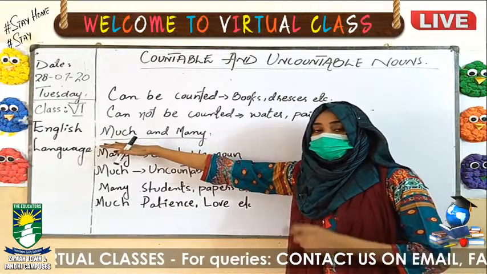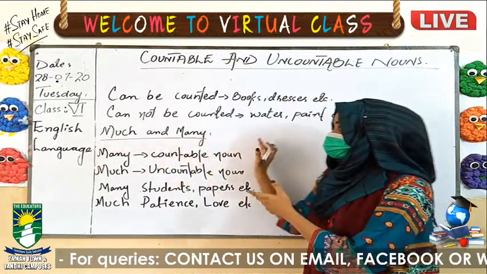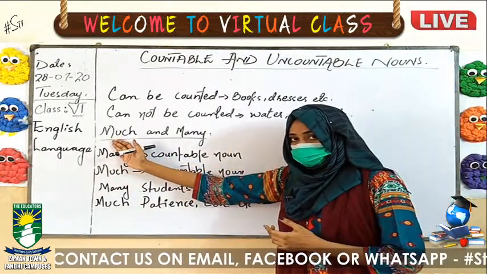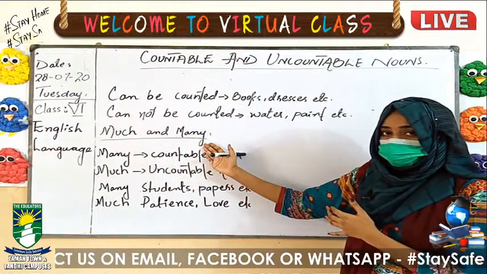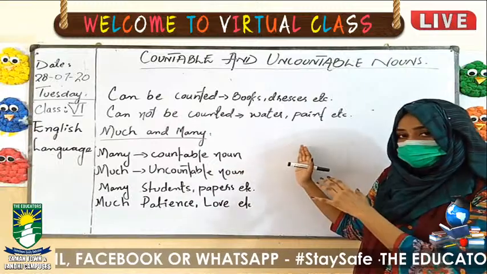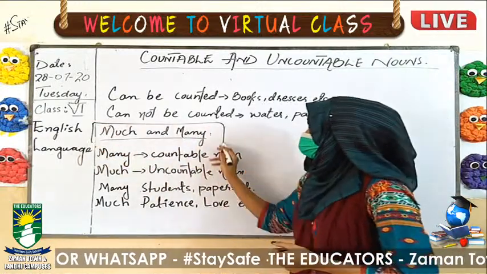That is the difference between much and many. Basically, what is the difference between them, that is, when we can use much and when we can use many. What is countable and what is uncountable? You have learnt this before. Now, the thing is much and many.